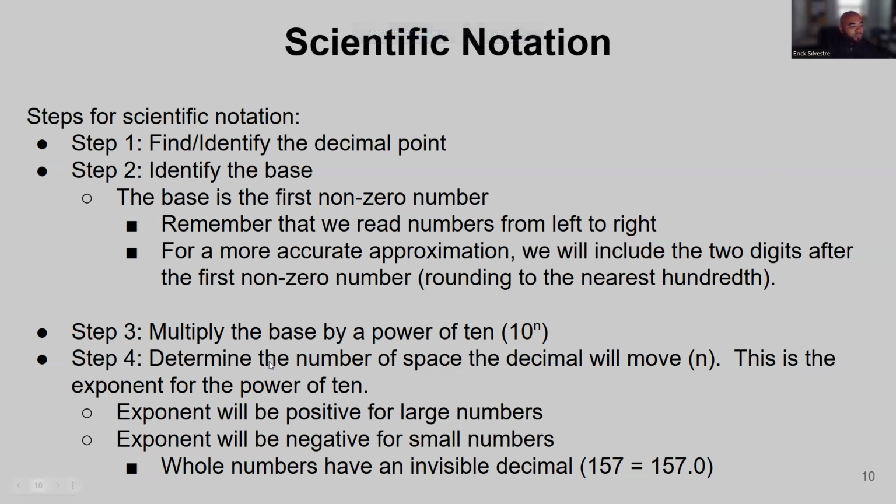And then finally, step number 4 is we're going to determine the number of spaces the decimal will move. This exponent is going to be for the power. The exponents will be positive if you're dealing with a large number, and they're going to be negative if you're dealing with a small number. Again, if you don't see the decimal, it's always at the end. An example is 157. If you don't see the decimal, you know that the decimal is always at the end, because remember, our first step is to find that decimal.